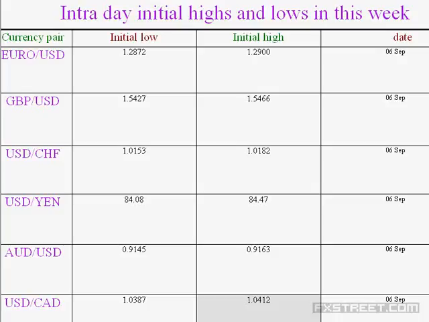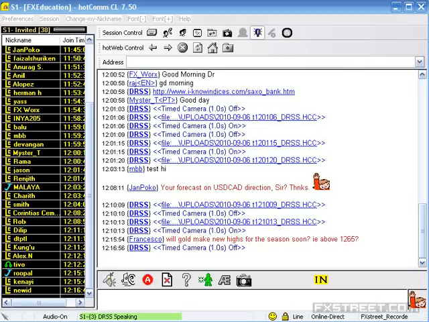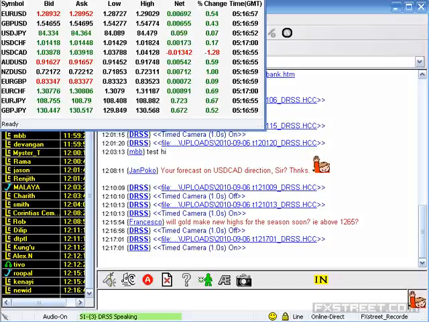So let me minimize the PowerPoint presentation and focus the camera on the live market code page and answer the questions which are asked here.